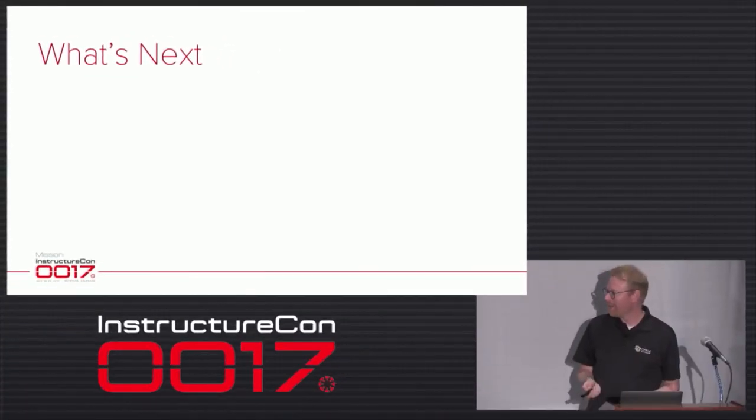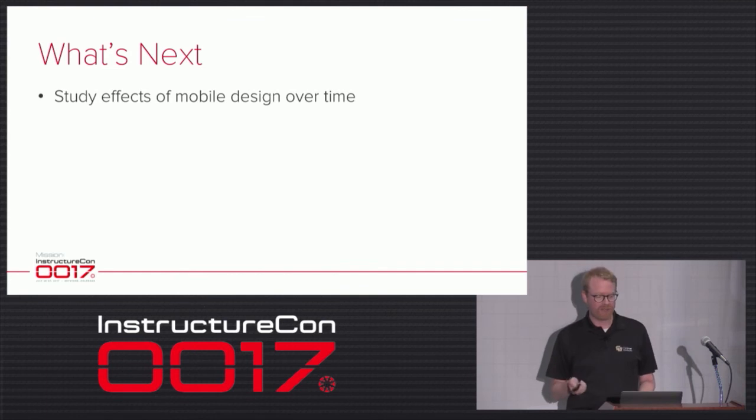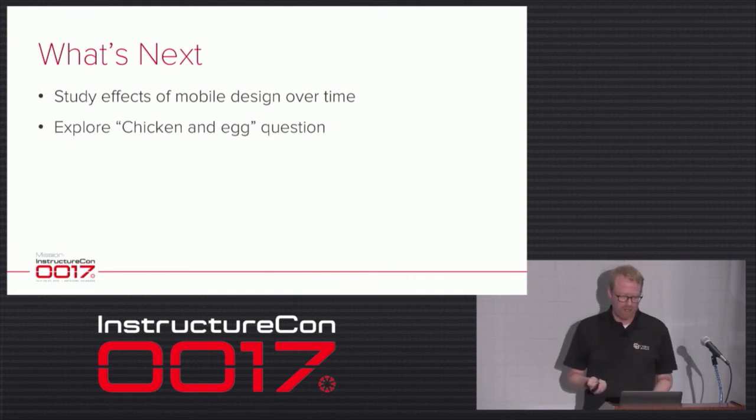I think that will make a really interesting study. Now that we have the tools to pull up all this data from individual courses, we can study the effects of mobile design over time on the same class. Does prioritizing designing for mobile actually encourage mobile usage? We'll have the data to back it up instead of anecdotal evidence or survey data. You can explore the chicken and egg question: which came first, mobile design or mobile learning? Now we can go in, grab that data from individual courses, and compare and contrast them.